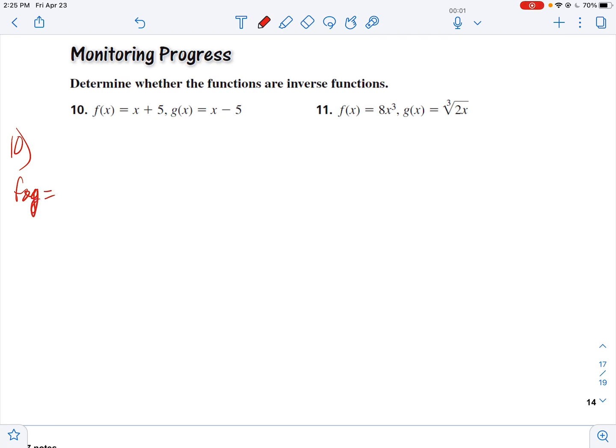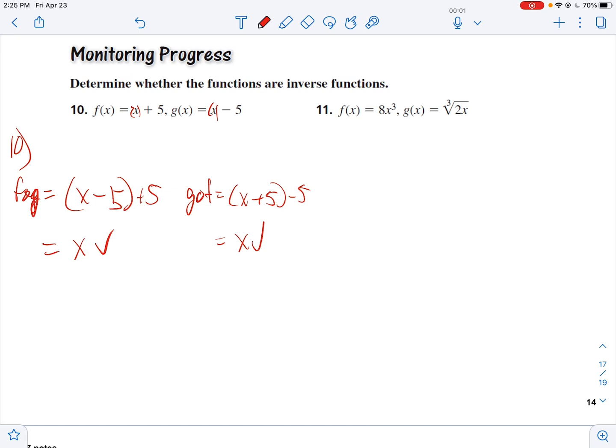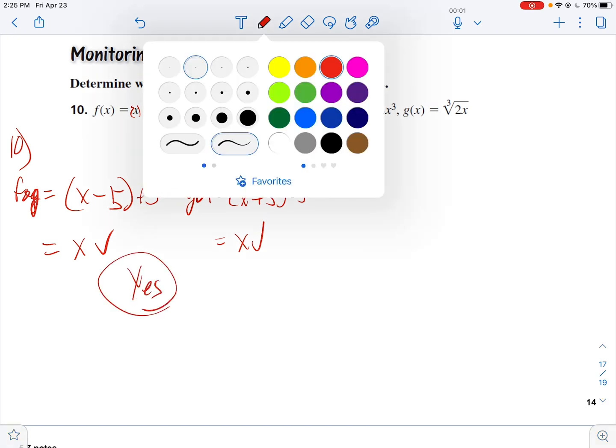The f of g says, there's my f, something plus 5, and I'm going to plug in x minus 5. X minus 5 plus 5 is just x. That checks out. Let's do the g of f. The g of f is something minus 5, and I'm going to plug in x plus 5. And x plus 5 minus 5 is x. That checks out. So, yes, f and g are inverses.